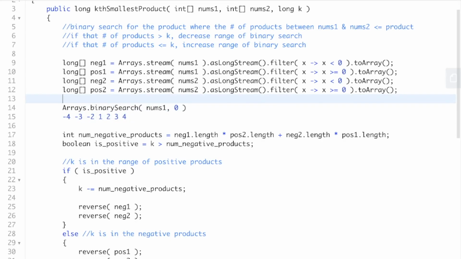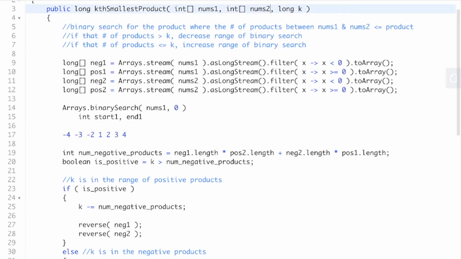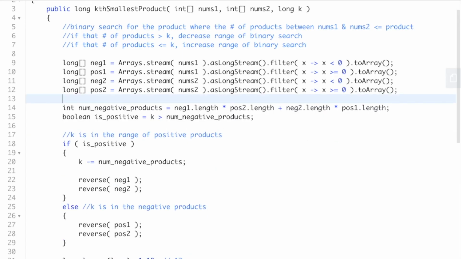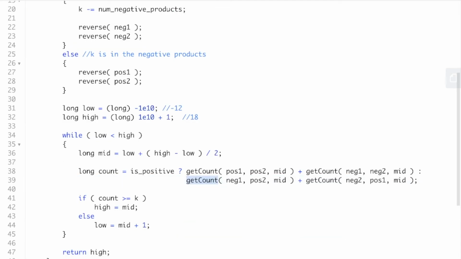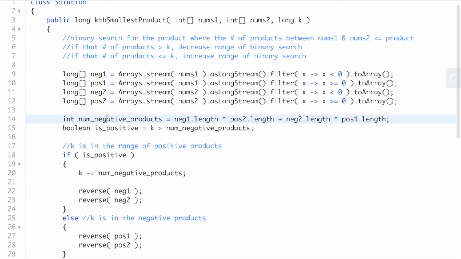And then we would have to pass around these boundaries, like start 1 and end 1, and then you'd have to do the same thing for nums2, right? Of where the positives and negatives start. I mean, these are terrible variable names, but I think you get what I'm saying here. And then we could just pass those boundaries into get count, and you'd have to pass in the boundaries to reverse, and what is it?